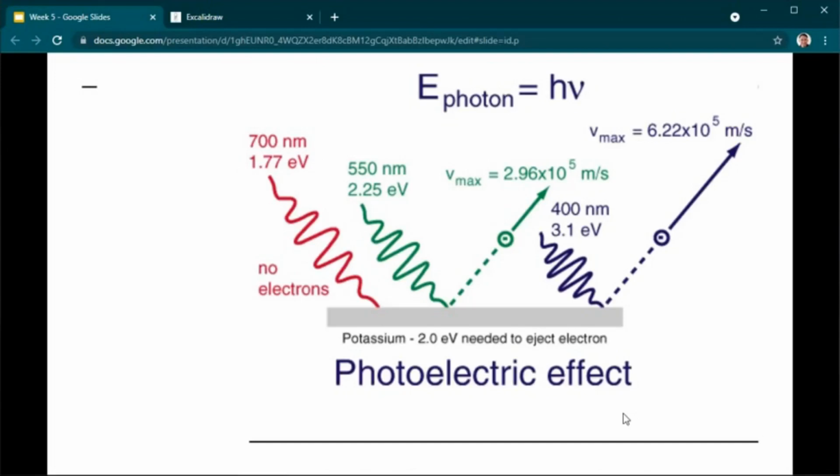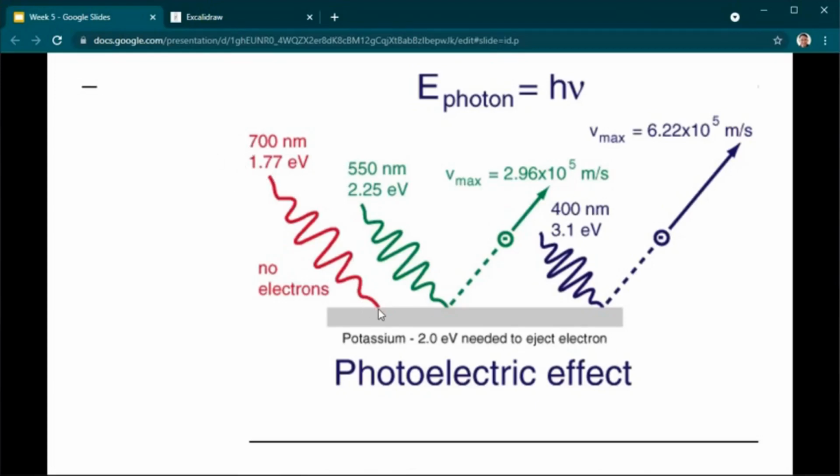Okay, so the red example, by the way, on the bottom text here, this metal is potassium, and we need two electron volts needed to eject an electron. Electron volts is a unit of energy. So that's a type of energy. This is the unit being used usually when we deal with electrons. Okay, so on the red example, this light wave has 1.77 electron volts energy.